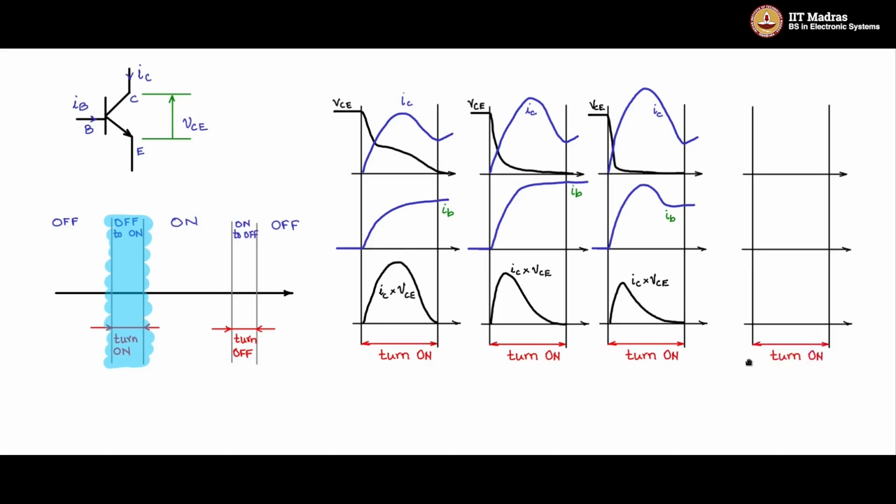Now what happens during turn off? During turn off, I am going to focus on this portion. You are going from the on state to the off state. Let's see the same waveforms, how they look in the turn off condition. Now I'm going to split the turn off into two zones here. I will explain what those zones are. It will become evident the moment you look at the waveforms.